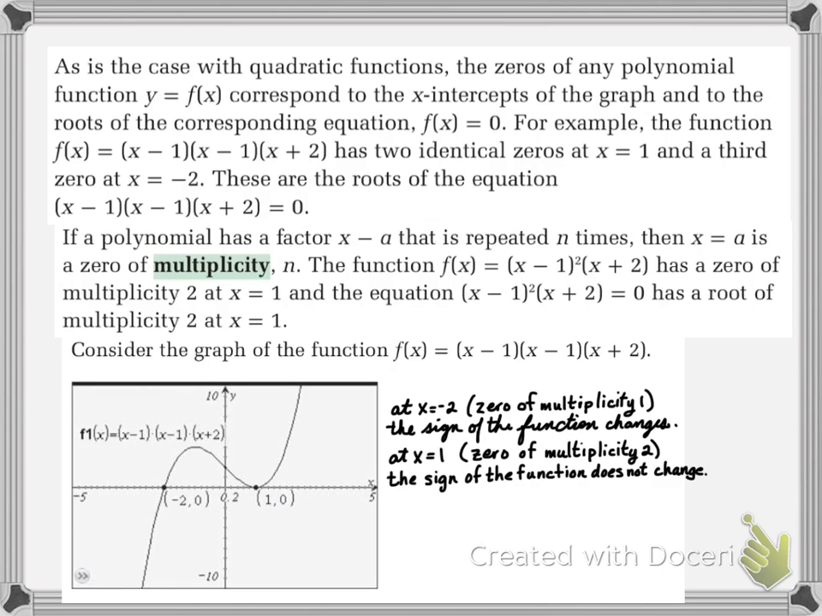So we can say that at x = −2, there's a zero of multiplicity 1, and the sign of the function is going to change as you go from one side of it to the other. However, at x = 1, that's where the zero of multiplicity 2 is, the sign of the function doesn't change.